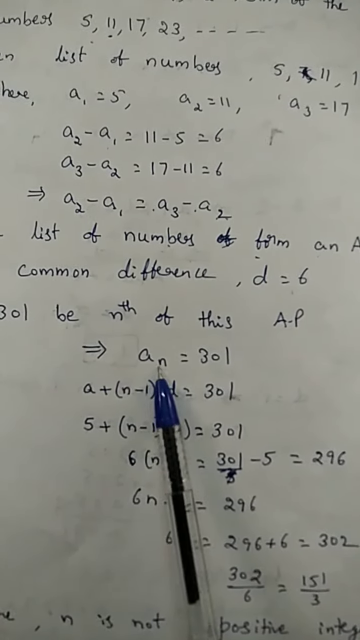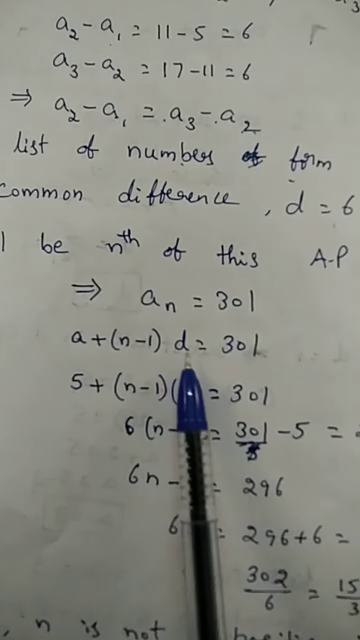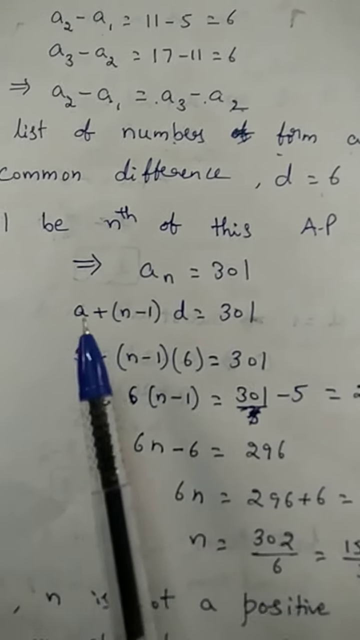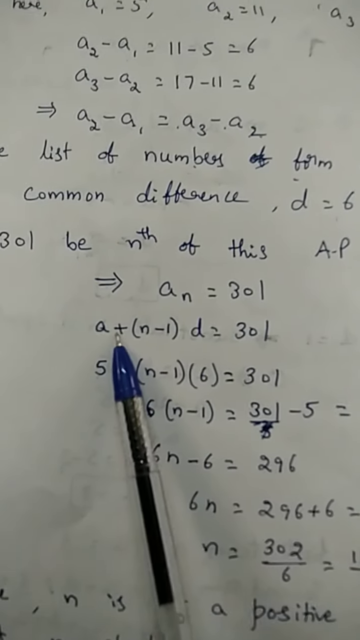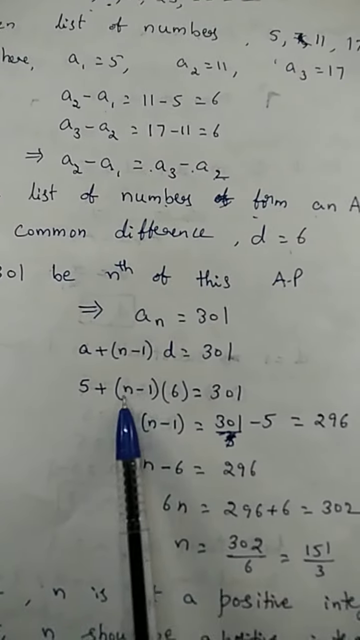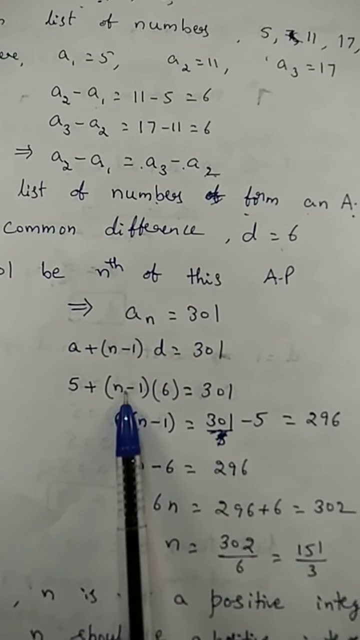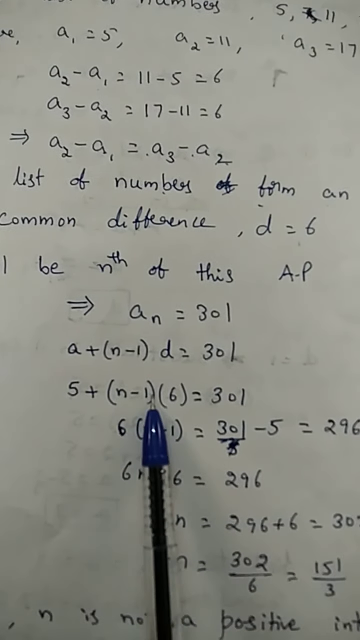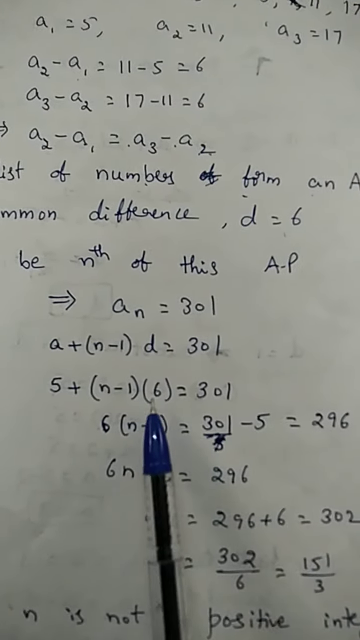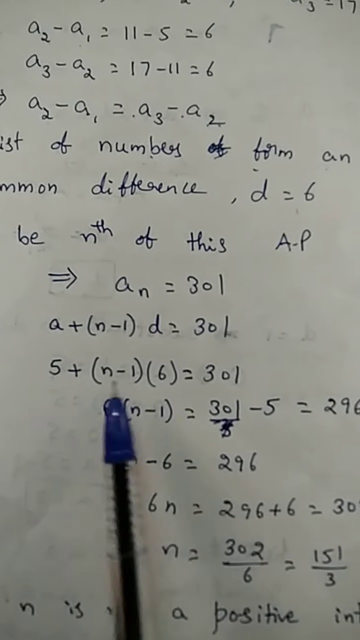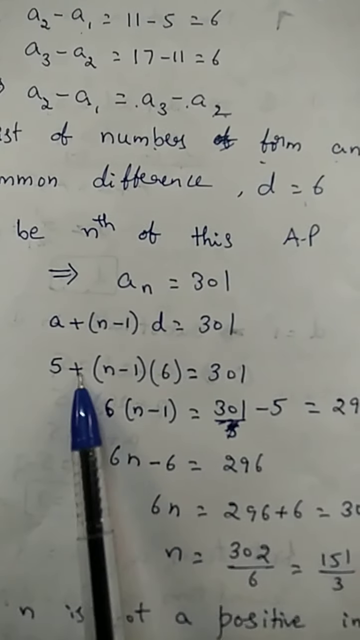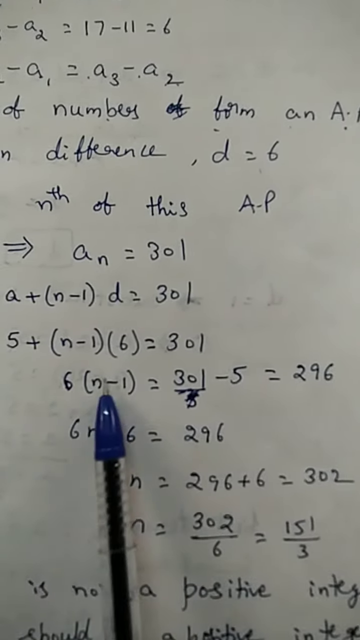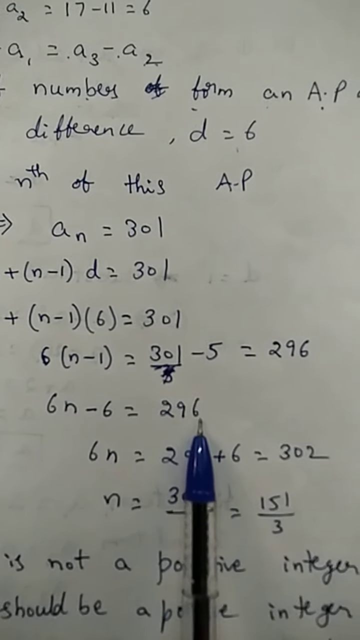Already we know the formula for an: a plus n minus 1 into d is equal to 301. Substitute the values we know from the question. So a is 5, plus n minus 1, and we will find the value of n, because n means at which place it should be located. With the common difference d equal to 6, it is equal to 301. Transposing 5 to that side, minus 5, 301 minus 5 is equal to 296. So 6 into n minus 1, that is 6n minus 6, is equal to 296.